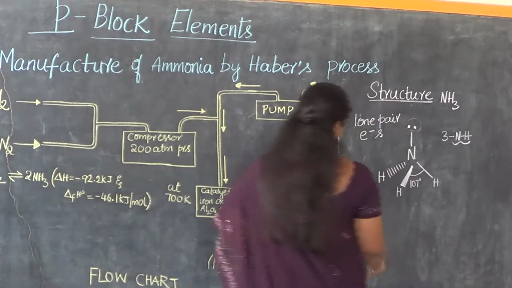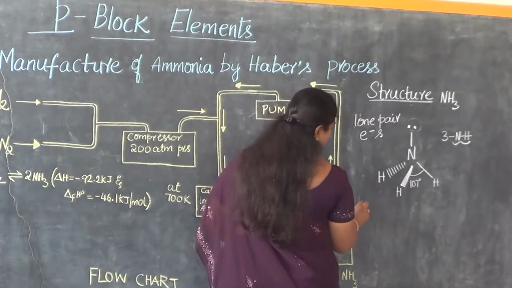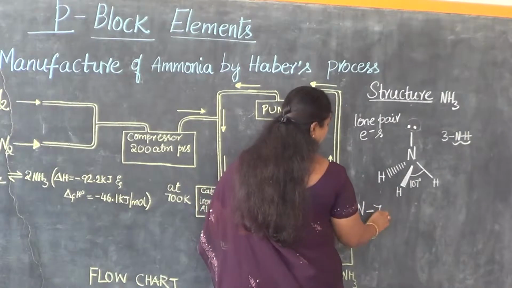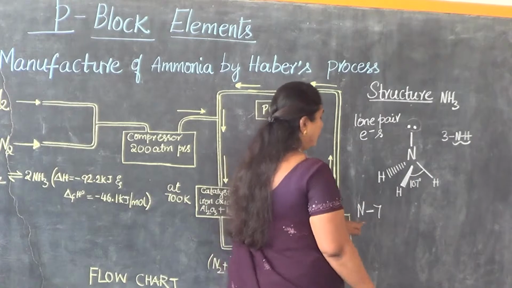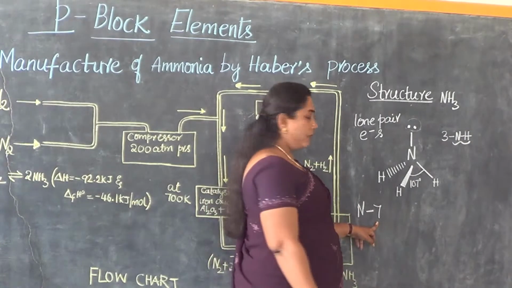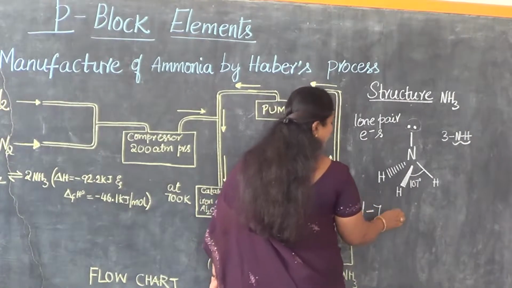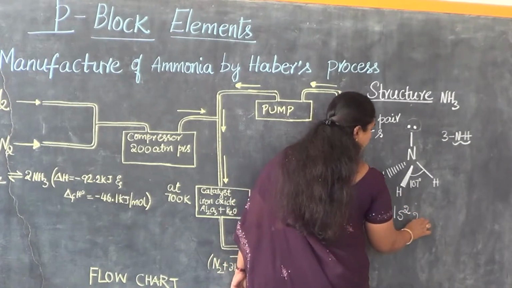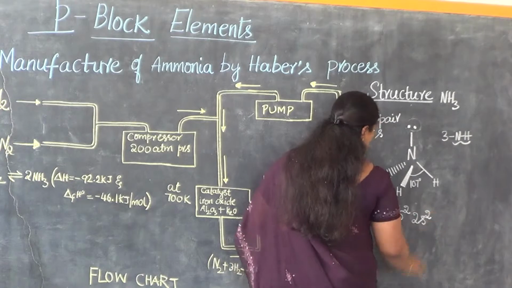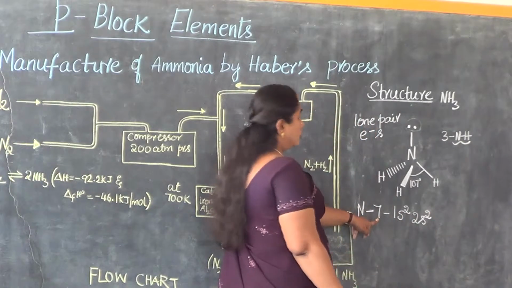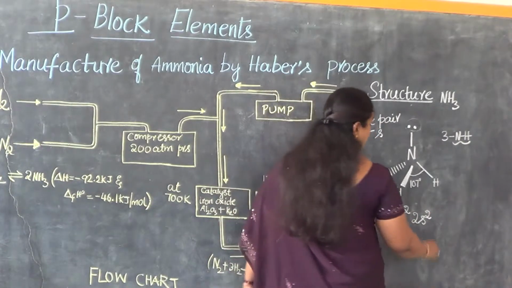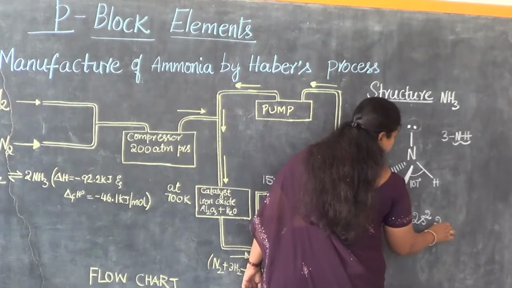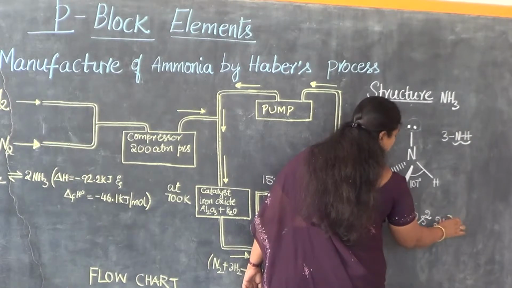Let me go into a bit more detail so that you understand the concept better. The atomic number of nitrogen is 7. Let us write its electronic configuration: 1s2, 2s2. We need to accommodate 7 electrons, and so far we have accommodated 4 electrons. Where will the other 3 electrons be? 2p3.